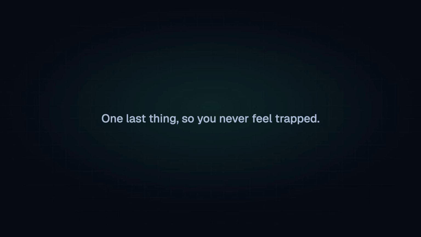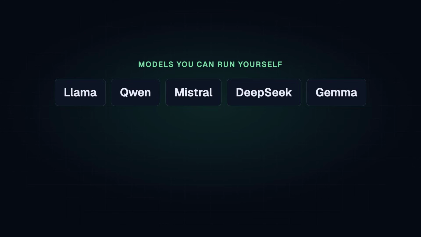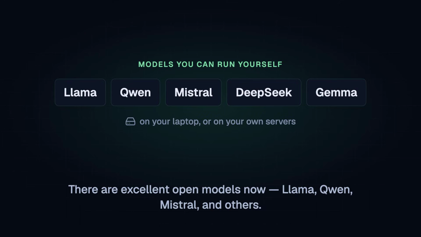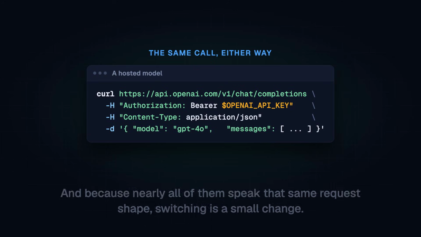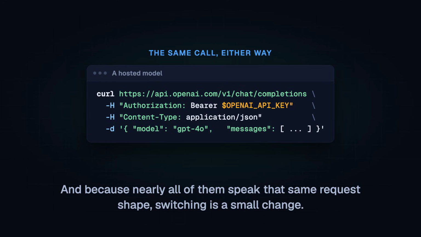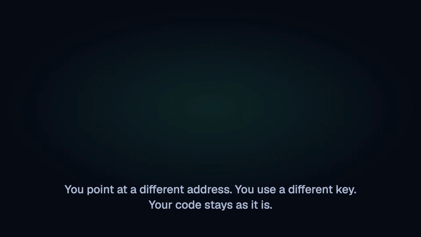One last thing, so you never feel trapped. You are not tied to any one company. There are excellent open models now, Llama, Qwen, Mistral, and others. You can run one on your own laptop with a tool like Ollama or on your own servers. And because nearly all of them speak that same request shape, switching is a small change. You point at a different address, you use a different key, your code stays as it is.